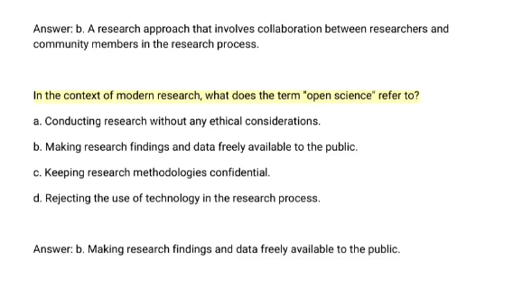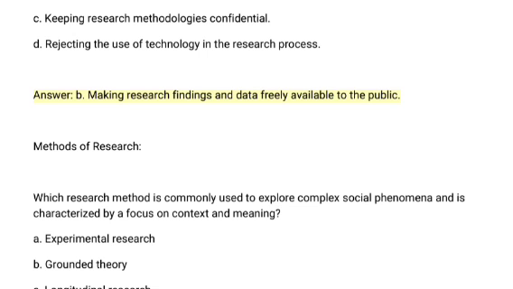In the context of modern research, what does the term open science refer to? A. Conducting research without any ethical considerations. B. Making research findings and data freely available to the public. C. Keeping research methodologies confidential. D. Rejecting the use of technology in the research process. Answer: B. Making research findings and data freely available to the public.